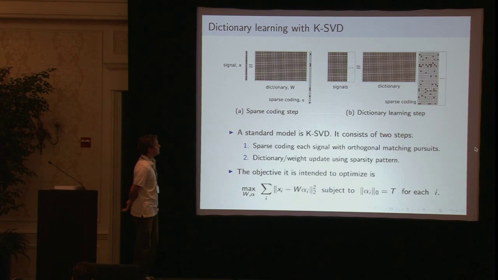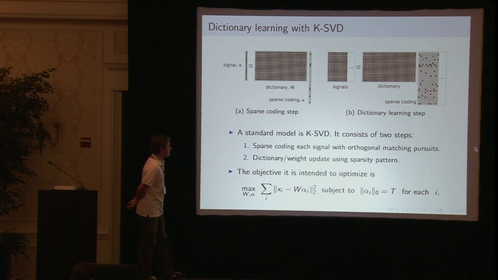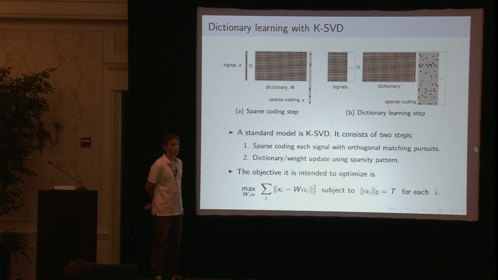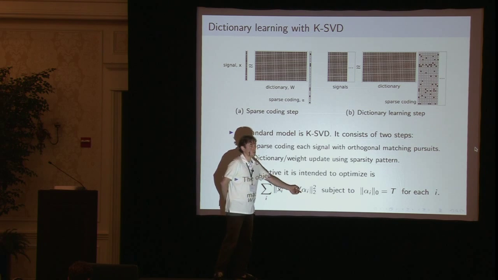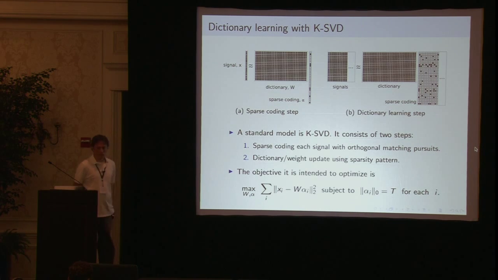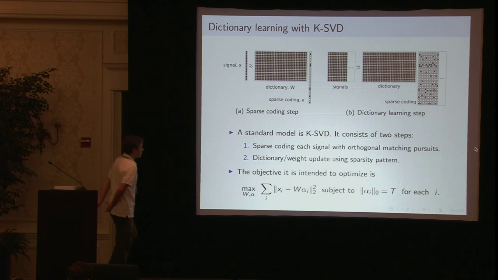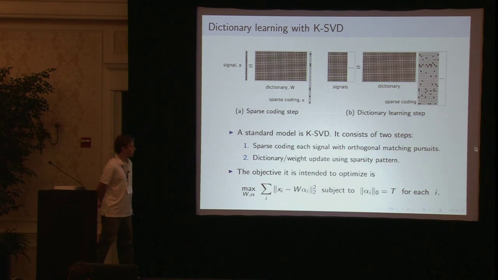So we go back and forth between those two steps, sparse coding each signal, finding which columns of W are going to be non-zero for each signal, and then holding that fixed, updating the dictionary and the weights on that dictionary in the non-zero locations to better approximate the signals. And so the objective that this is intended to optimize looks like this, where we want to maximize the squared error of our approximation of each signal with its sparse representation in the dictionary, subject to some sort of a penalty on the sparsity. So you could say that each column of this alpha matrix can only have T non-zero entries, or it can't have more than T non-zero entries. You could also say that just keep adding non-zeros until this approximation is within a certain range, and so on.